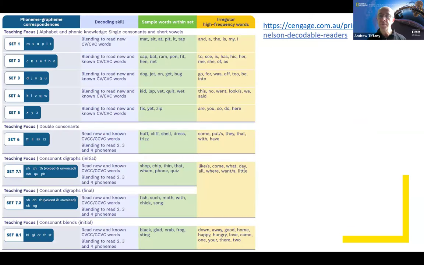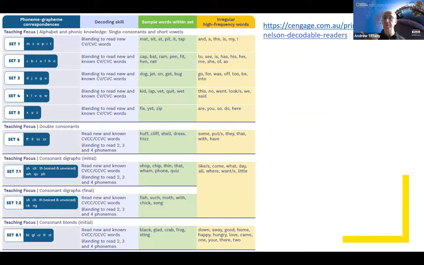Now from the Nelson Decodable Readers site, this is their scope and sequence document. It's actually half of it. The link is here, and I'll ask one of my colleagues if they could drop the link that I provided earlier into the channel. Thank you, Will.